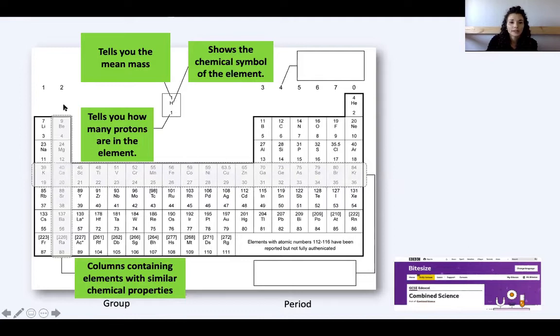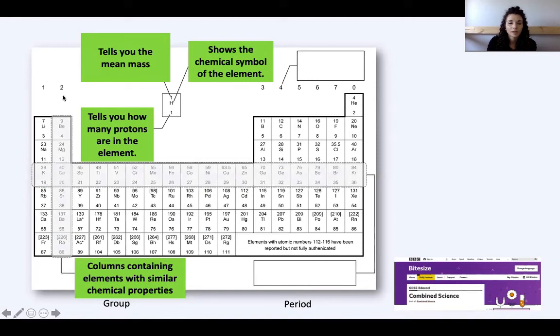You've got columns in the periodic table that we call groups. Each group contains elements with similar physical and chemical properties. So they're all very similar. They react in the same way. They behave in the same way. They might look similar. Each of these groups has a different kind of similar chemical properties.